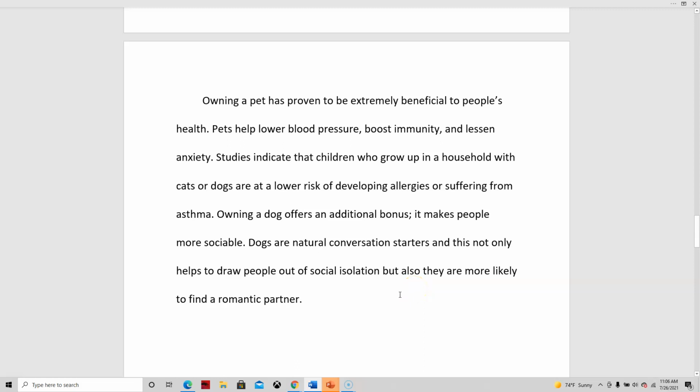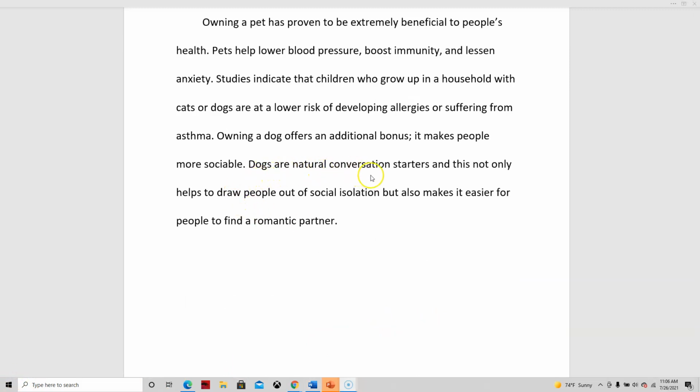So here we have one of those correlative conjunctions. We have not only helps, but also they. So that sounds a little off. So let's see how it sounds now. Dogs are natural conversation starters, and this not only helps to draw people out of social isolation, but also makes it easier for people to find a romantic partner. Now it's parallel. We have not only helps, so the verb is consistent. Here we have the verb helps, right after not only, and right after but also, we have the verb makes. So we got rid of they can also. That doesn't sound parallel. So that paragraph maintains good parallel structure, and that's what you are going to be doing with one of your body paragraphs.